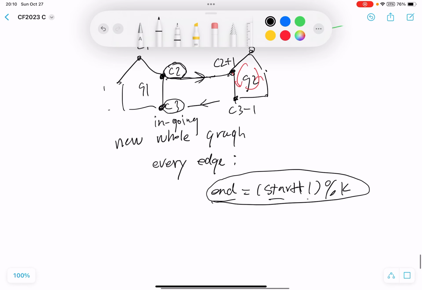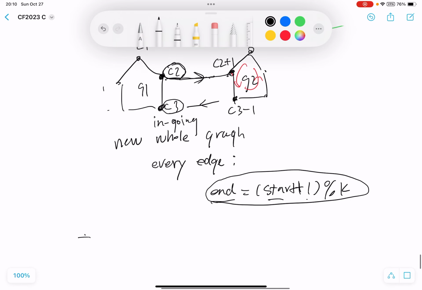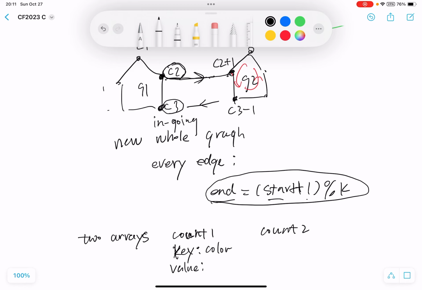For this situation, we can make up two arrays. This is the next step. We can make two arrays, count 1 and count 2, for the two graphs. For the count 1, for every array, the key of it is the color of the node, and the value will be the amount of nodes with color. Okay.